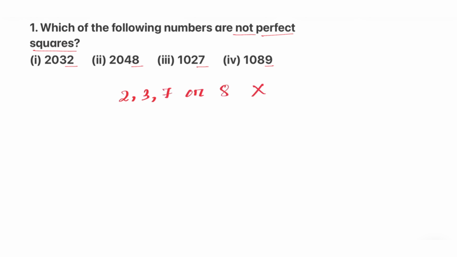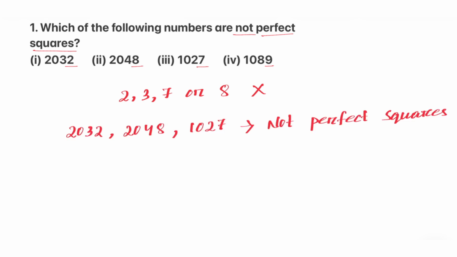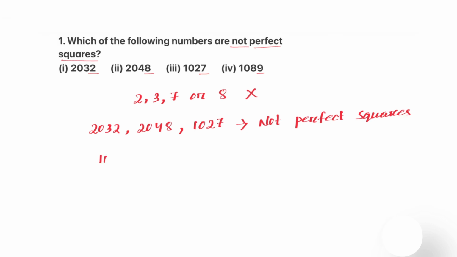Here 2032 ends with 2, 2048 ends with 8 and 1027 ends with 7. So these are not perfect squares. Next number is 1089. It ends with 9. We know that a perfect square can end with 9, but all the numbers which end with 9 are not perfect squares. So, 1089 may or may not be a perfect square.